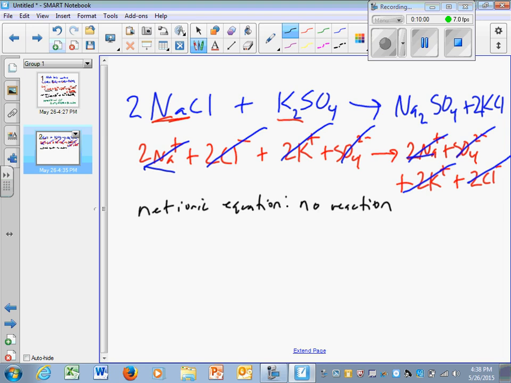You mix two clear liquids together and they stay clear liquids. Nothing actually happens. So we call that no reaction. So even though we can write a double replacement reaction, that doesn't mean anything actually happens in the container. It's just a bunch of ions floating around. So let's list the spectator ions. Well, that's all of them. So it's sodium, chloride, potassium, and sulfate are all spectator ions, and there's no reaction.